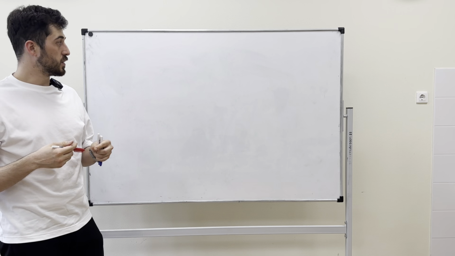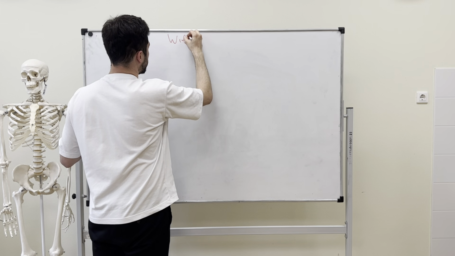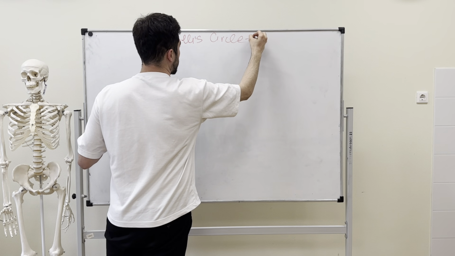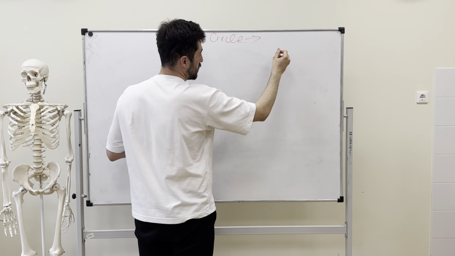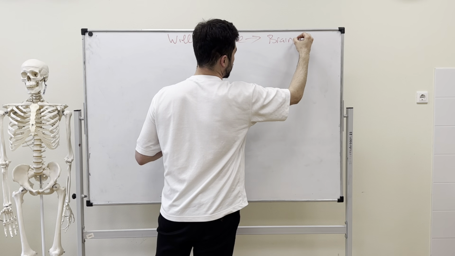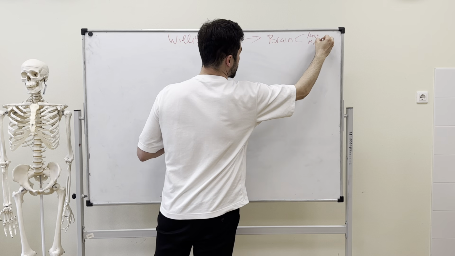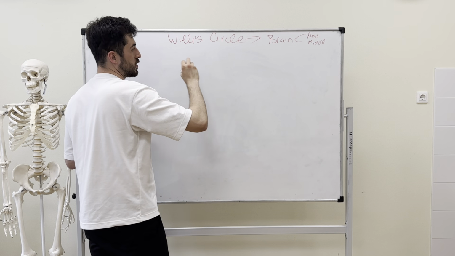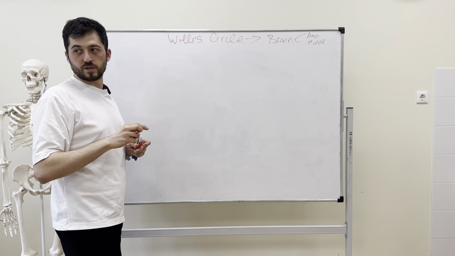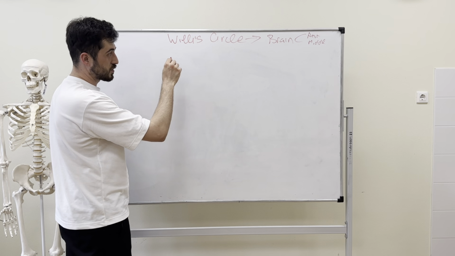Let's discuss the circle of Willis, or Willis circle. It's a blood supply to which structure? The brain. Which parts of the brain? It's mostly the anterior and medial part, because the posterior gets blood mostly from the basilar artery and vertebral artery. Okay, which arteries make the circle of Willis?